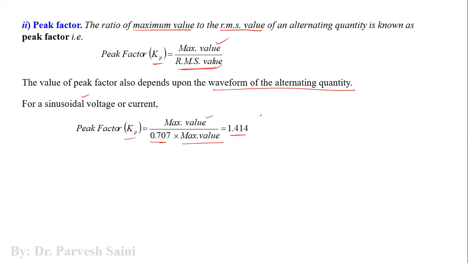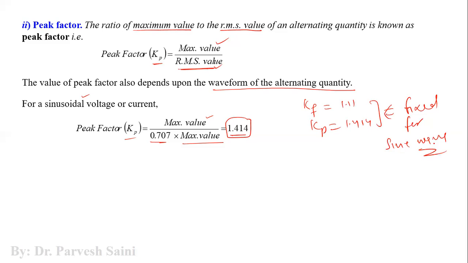Okay, so for sine wave, these values are constant, right? These values are constant. Whatever is the maximum value of sine wave, whatever is the average value. So for sine wave, kf is 1.11 and kp is 1.414. So these are fixed, right?